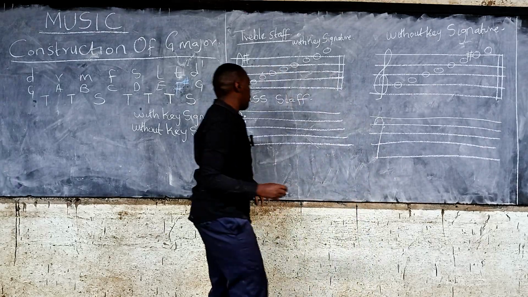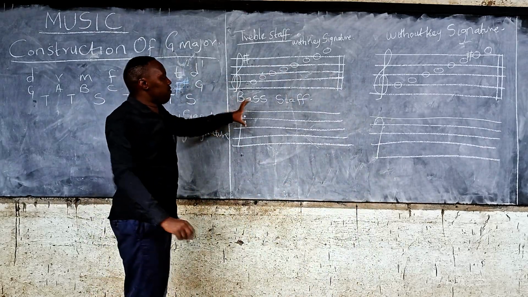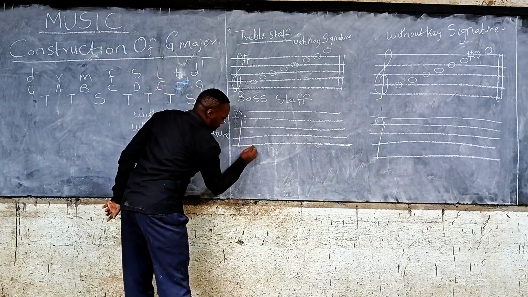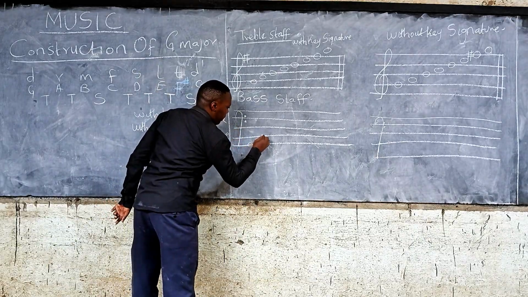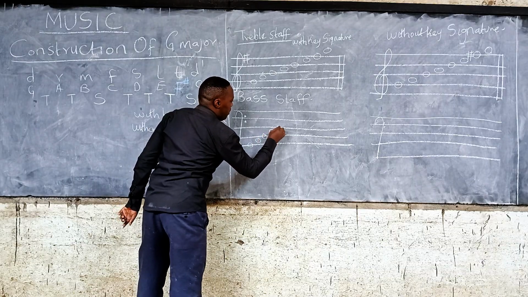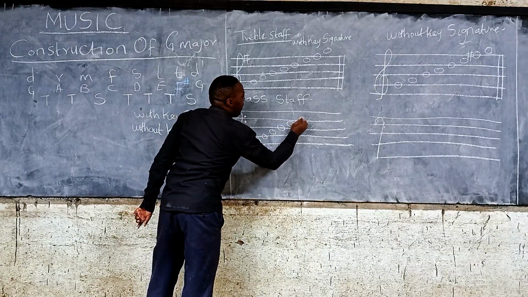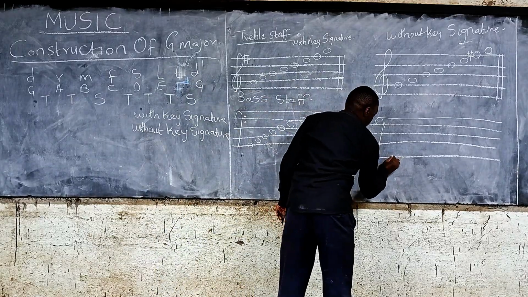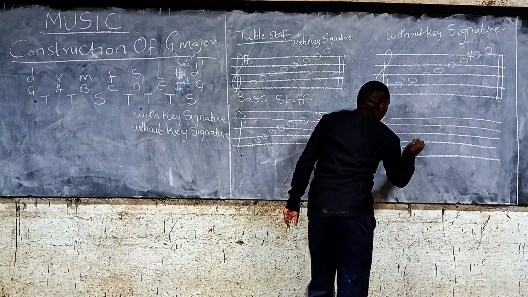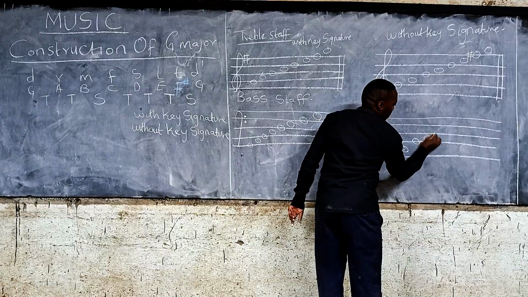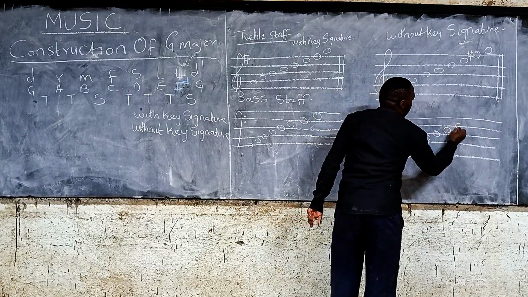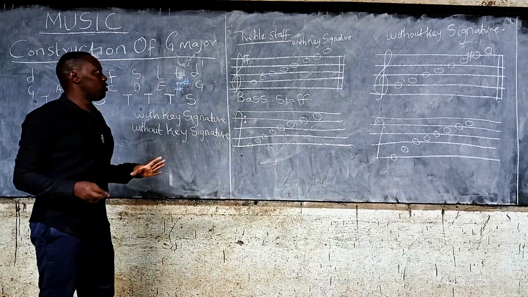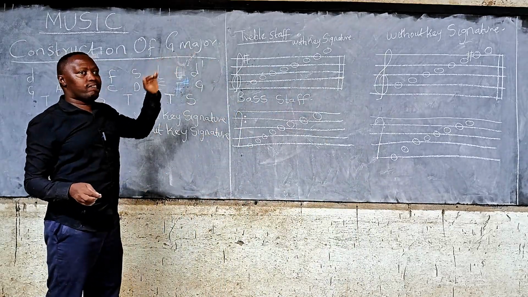Then we look where is G. On our bass staff, we came to realize G is on our first line. So this will be our Do, Re, Mi, Fa, So, La, Si, Do. The same information here: Do, Re, Mi, Fa, So, La, Si, Do. Now, we have the same information. Now we come to the with key signature.